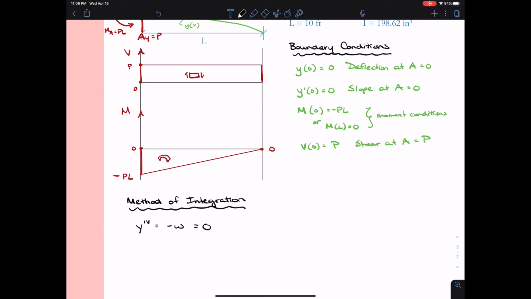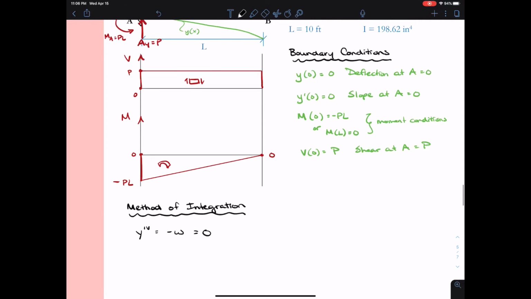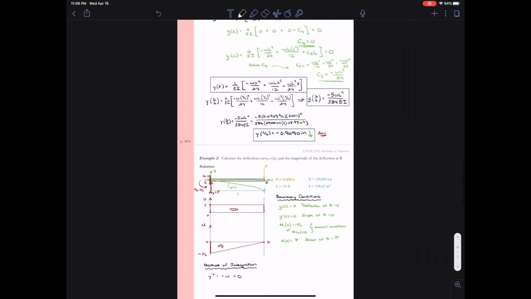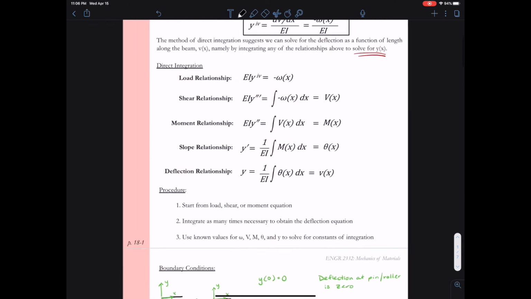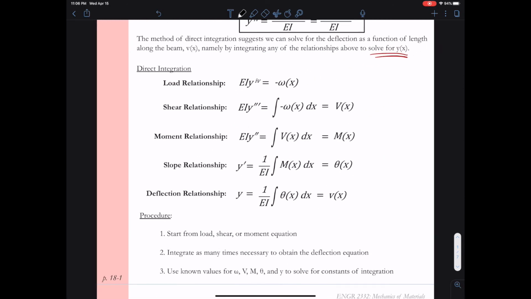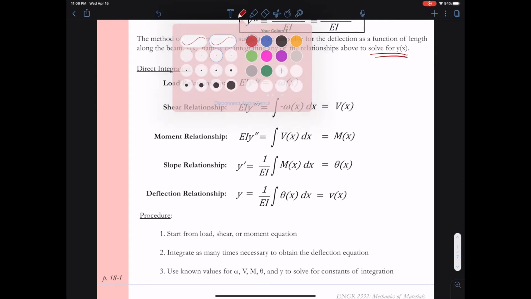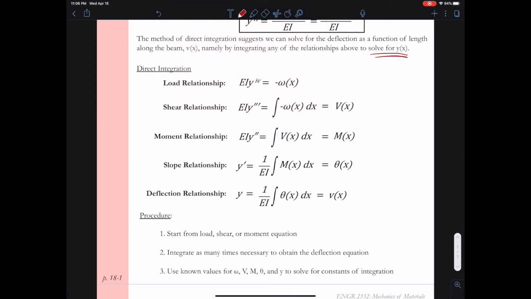I do have to mention that we need to integrate on spots where the moment diagram remains continuous from one point to the other. So if your moment diagram makes a sudden change when you're using method of integration, you'll have to take that into account.